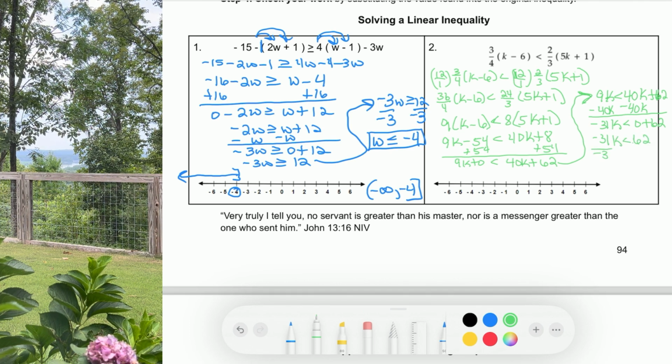I'm going to divide both sides by a negative 31. And since I divided by a negative number, I am going to flip the inequality symbol this time, and I get k is greater than negative 2. This is what I'm going to plot on my graph. So negative 2 is here. K is greater than that. Does not include it, but it is greater, so I have a parentheses. My interval notation would be parentheses negative 2, comma, positive infinity.